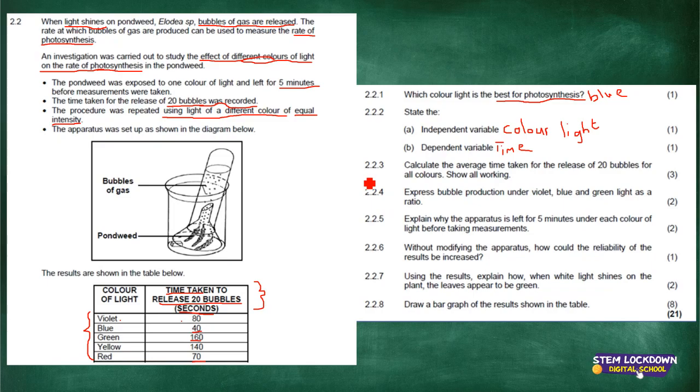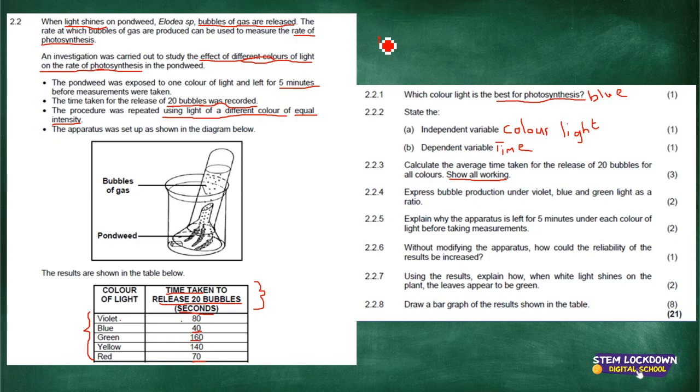So question 2.2.3 reads, calculate the average time taken for the release of 20 bubbles for all colors. Show all your working. Guys, this last statement is important because it means you will get marks for showing your working and not just typing into your calculator and giving an answer. So what we need here firstly is a formula to calculate average.